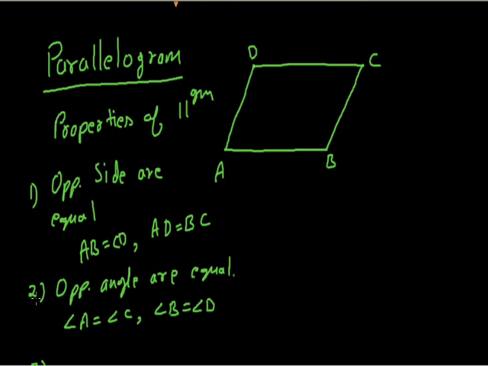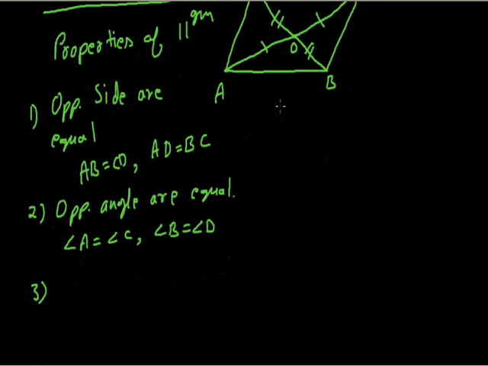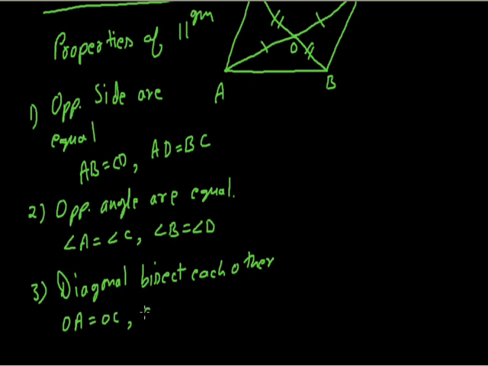Now the next property, in a parallelogram the diagonals bisect each other. Let's say AC is one diagonal and BD is the other diagonal. Let's say the diagonals intersect at the point O. So it means OA equals OC and OB equals OD. Diagonals bisect each other means OA is equal to OC and OB equals OD.